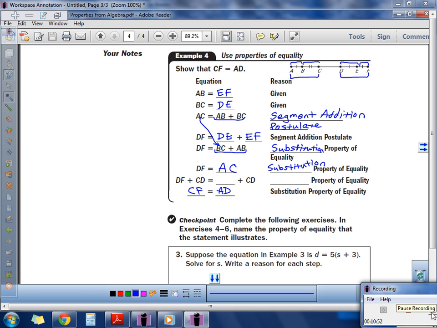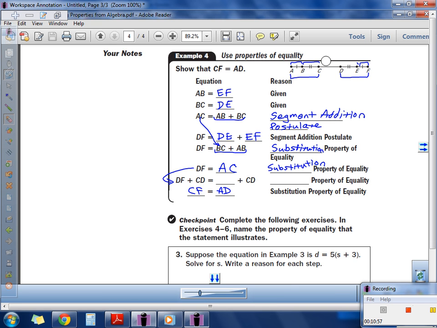The last step. Now we have to look at this next step. How do we go from here to here? So a lot of people can look in the picture and see that DF plus CD, and I'll highlight that real quick, DF plus CD is the same as saying something plus CD. And a lot of people say, oh yeah, it's AC. And I get that. A lot of people get that, but they miss the math reason. What's the property or the reason for stating that?